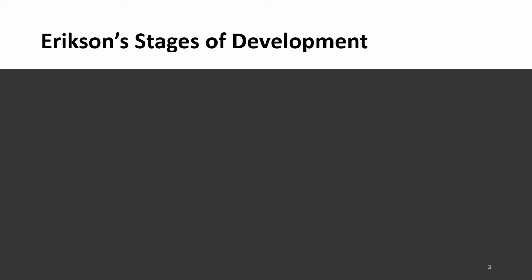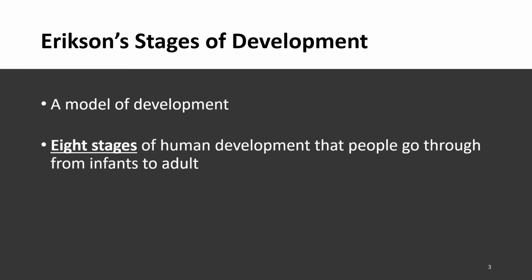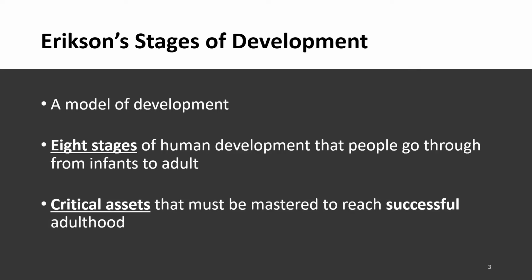The first one we're going to talk about is one you're probably super familiar with if you've taken any kind of developmental-related psych course, which is Erikson's stages of development. This is simply a model of child development that breaks the life course into 8 different stages that people all go through from infancy to adulthood. This stage-based model theorizes that there are certain skills or assets or milestones that people need to meet at different stages of their life in order to grow up to be healthy, well-adjusted adults.